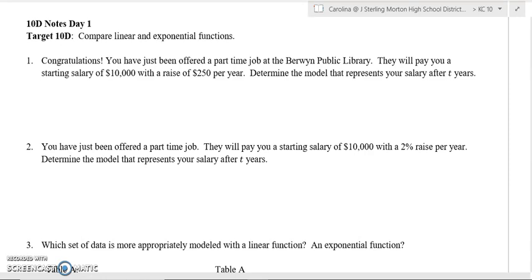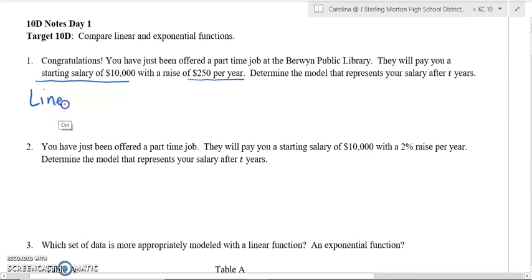They will pay you a starting salary with a raise of $250 per year. Determine the model that represents your salary after T years. Okay, so this is telling us it's $250 per year. So every year it's going to be increasing $250. That represents a constant rate of change. So this one's actually going to be a linear function.